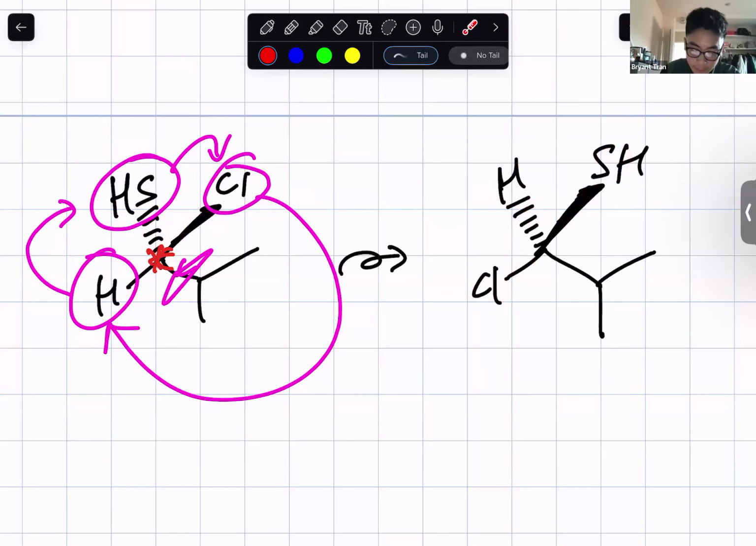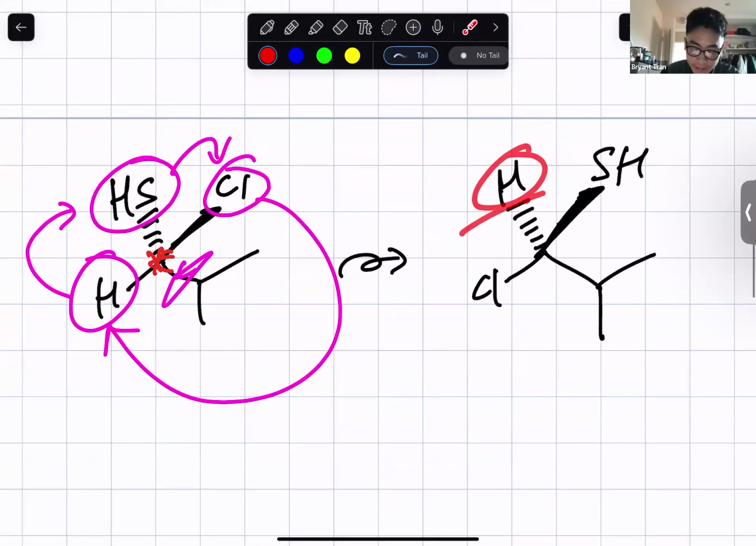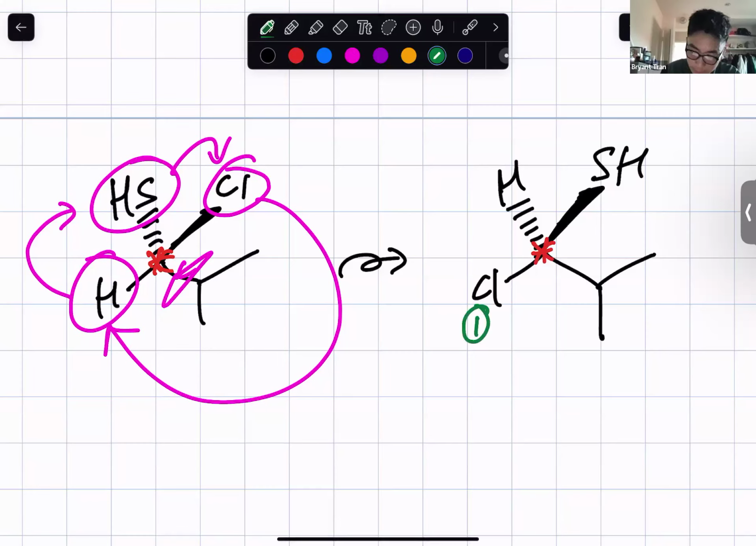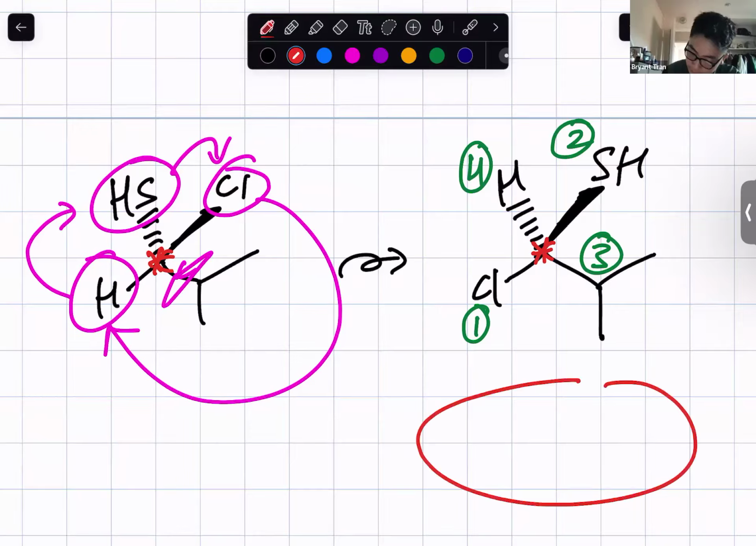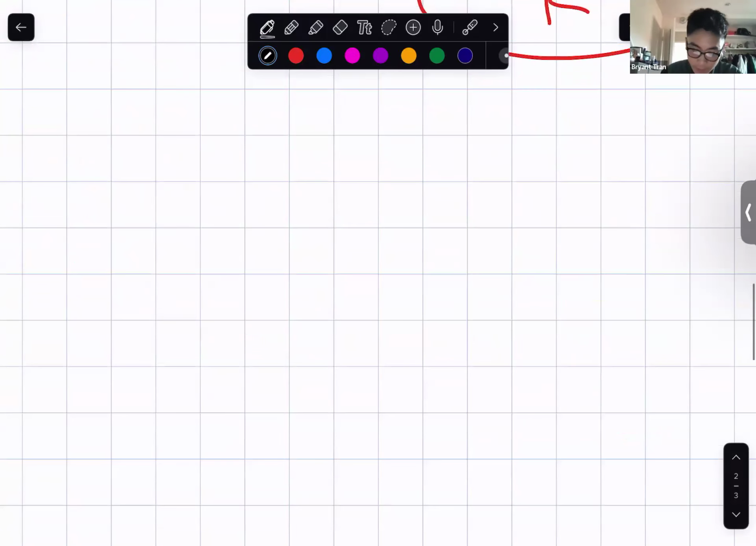Now this works out because our lowest priority group, hydrogen, is on the backside, the dash. So if we look at this correspondence, this is priority group number 1, this is number 2, this is number 3, and this is priority group number 4. When we trace the direction, going this way is clockwise, so it is going to be R. Okay. Now let's relate this back to stereoisomers.